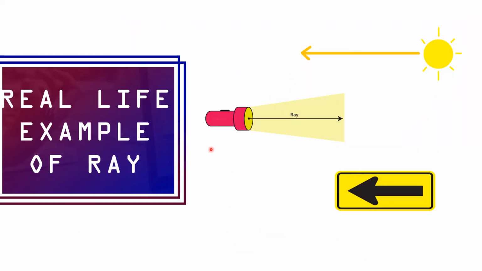Now we have examples of real life rays. So we have the sunlight ray, the light from the flashlight, and then we have the signal or signage in a street. So it means that we can turn left for this arrowhead.